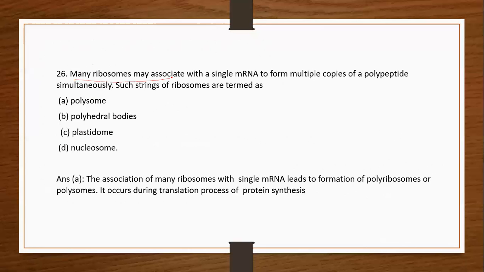Next question is, many ribosomes may associate with a single mRNA to form multiple copies of polypeptides simultaneously. Such strings of ribosomes are termed as polysome, polyhedral bodies, plastidome, nucleosome. Now, the association of many ribosomes with a single mRNA leads to formation of polyribosomes or polysomes, and it occurs during the translation process or protein synthesis process. So option A is the correct answer.